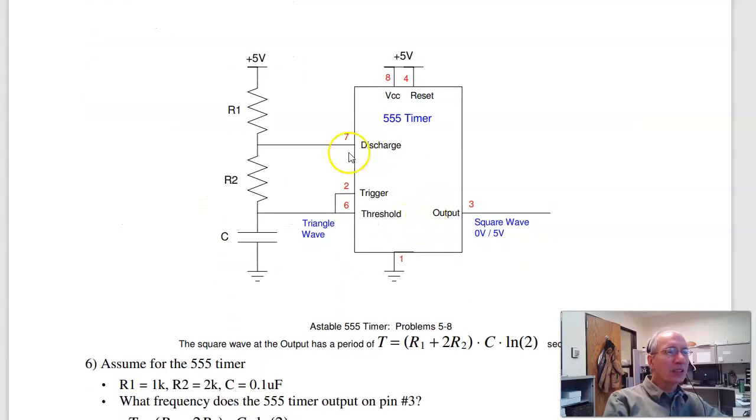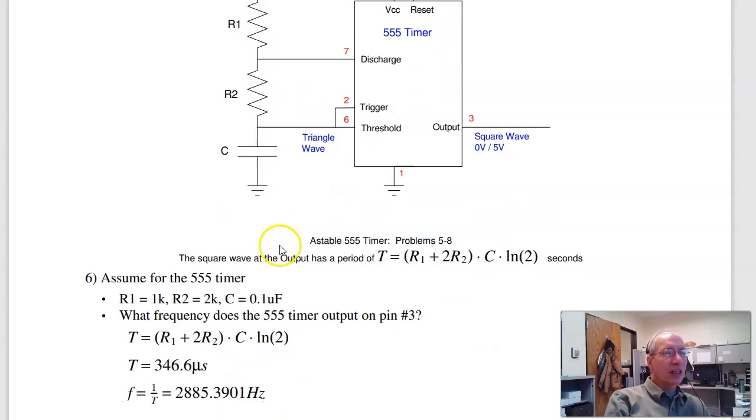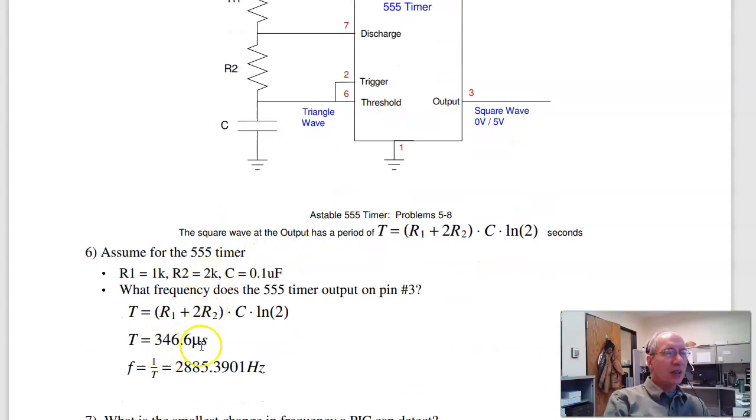Problem 6 goes to a 555 timer. If I can convert something to frequency, or to time, I can measure time really, really accurately with a microprocessor, 100 nanoseconds in this case. So if I build this 555 timer with R1 being 1K, R2 being 2K, 0.1 microfarad, the period is 346 microseconds, the frequency is 2885 Hertz.